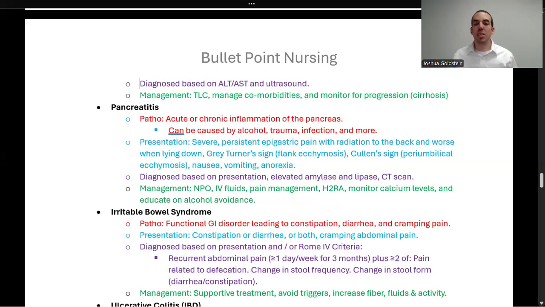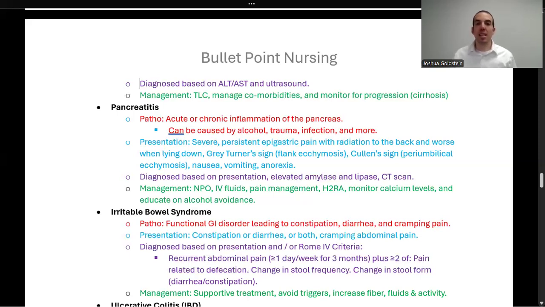This is diagnosed based on presentation, based on history. A lot of the time, these patients have a history of repeat pancreatitis, and also by elevated amylase and lipase. That tells us right away if they have pancreatitis. Plus, we would always get a CT scan, or almost always, to confirm the diagnosis and see how bad it is. Management is going to be NPO.